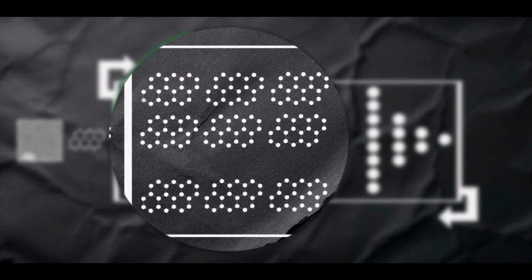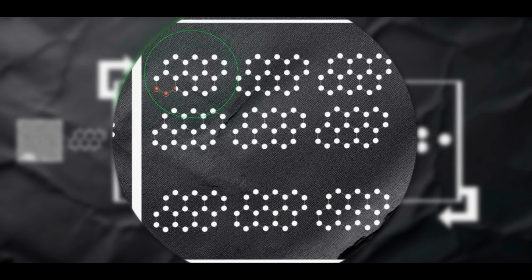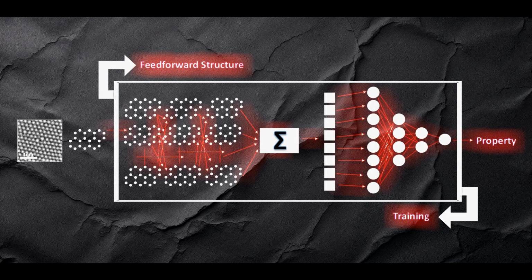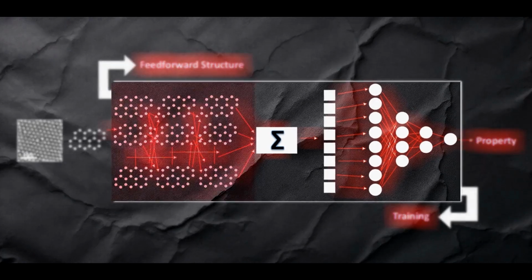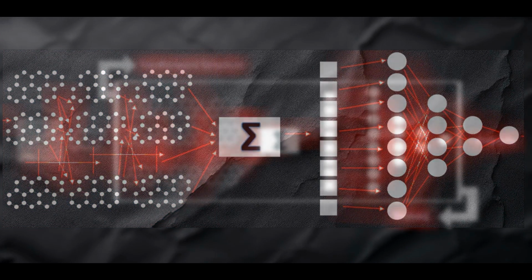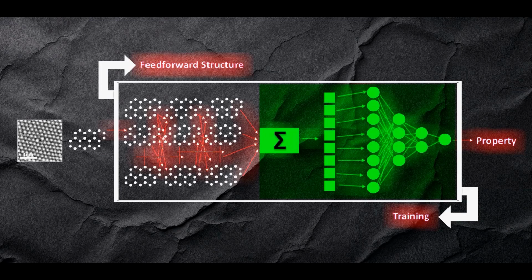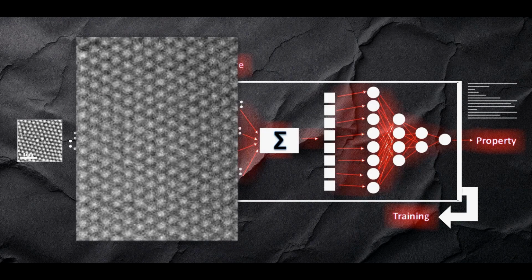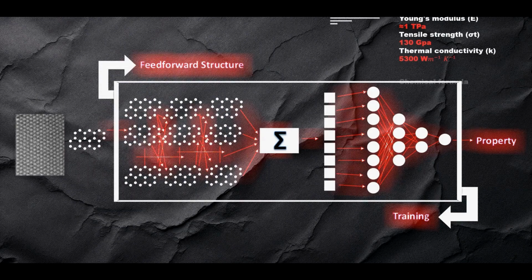GNNs consist of layers that aggregate information from neighboring nodes and edges, capturing the complex interactions within the graph. We train the GNN using labeled graph data. During training, the model learns to recognize patterns that correspond to specific properties of graphene. The GNN extracts features from the graph, such as the type of bonds and the arrangement of atoms. These features are crucial for predicting the properties of graphene. Once trained, the GNN can analyze new microscopic images of graphene and predict its properties based on the learned patterns.